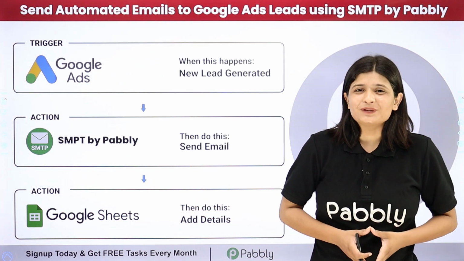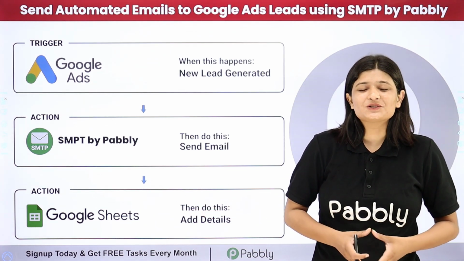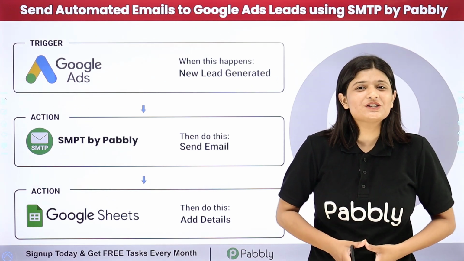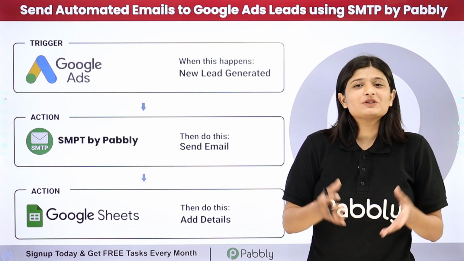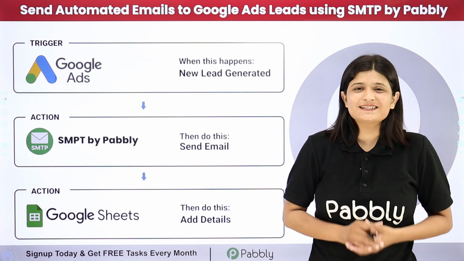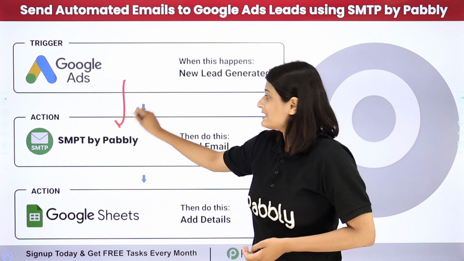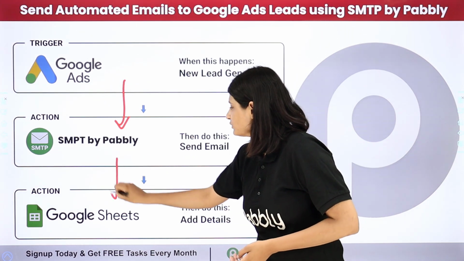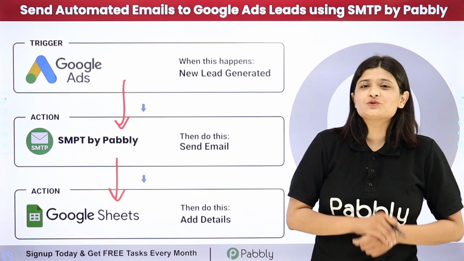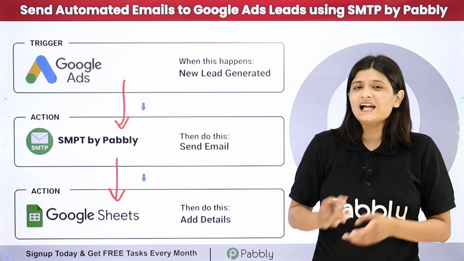I can do this automation with the help of Pabbly Connect. Pabbly Connect is an amazing automation and integration software which requires no coding or programming skill. Here I just need to build a connection between Google Ads, SMTP by Pabbly and then Google Sheets. Pabbly Connect runs on two principles, which are trigger and action.